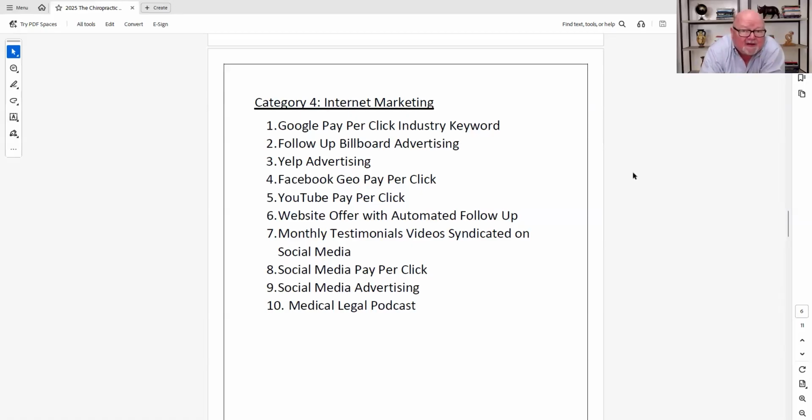That's a new patient. And remember, it's only for the industry keyword. Now you can try all the other stuff just to see how back pain, neck pain, whatever. But if they're Googling chiropractor location, that's a new patient. Okay. So Google pay-per-click, you definitely want to do that with the keywords. And we cover how to do that step by step and increase its effectiveness.